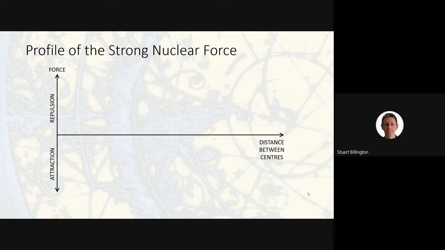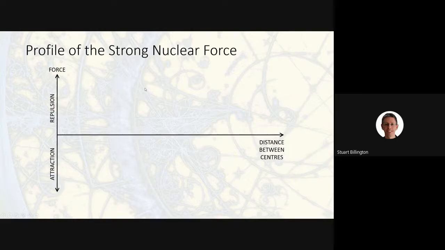So across the x-axis, we've got the distance between two nucleons. If you imagine that proton number 1 is sitting here at the origin, and then we have, I don't know, proton number 2 over here somewhere, what we want to ask ourselves is, at this distance here, what force would proton number 2 be experiencing due to proton number 1 that's sitting over here at the origin?